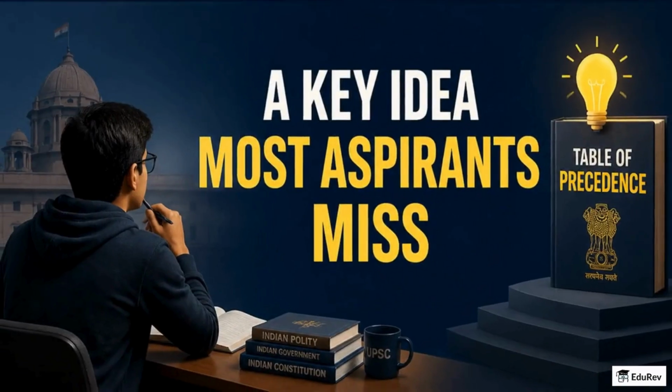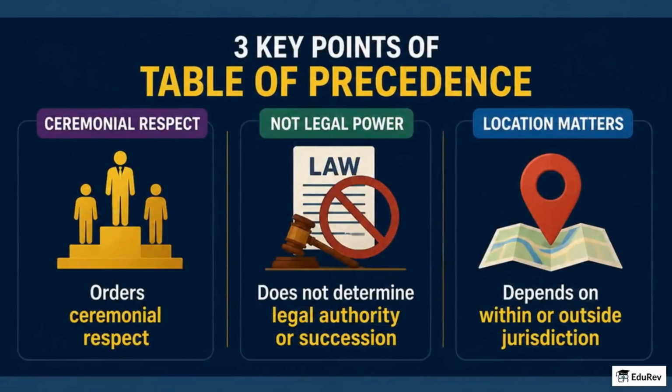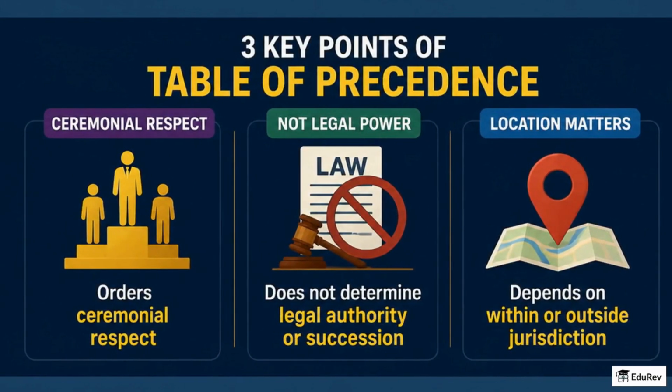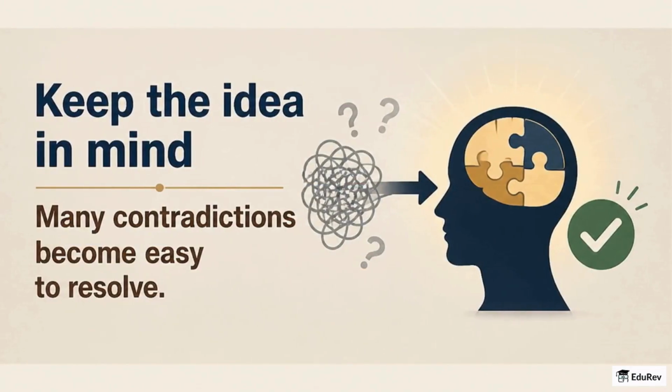And towards the end, we will understand a key idea that most UPSC aspirants miss. That key idea is simple but vital. Precedence orders ceremonial respect, not legal authority or succession. And location matters for many entries. If you keep that idea in mind, many apparent contradictions in the list become easy to resolve.